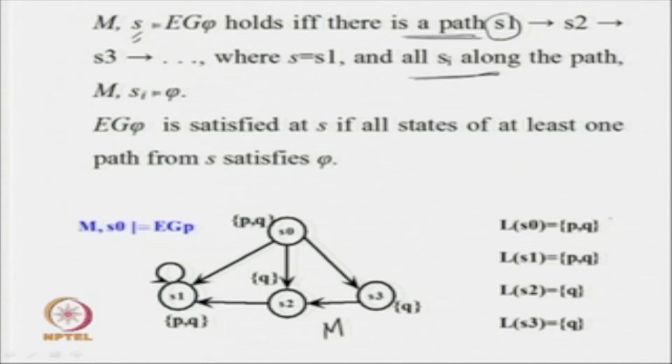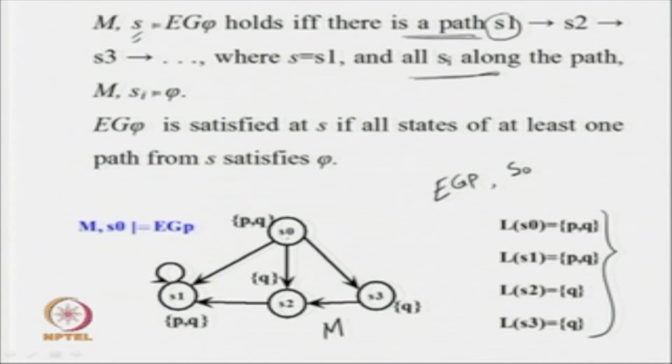We have this particular labeling function, L(S0), L(S1), L(S2) and L(S3) as P Q, P Q, Q, and Q. Now, we are going to look for this particular EG P at state S0. That means there exists a path where P holds globally. Now, again like the previous case, we get three different paths: S0 to S1, S1 to S1 and like that. Again S0 to S2, S2 to S1, then it will remain in S1. Again S0 to S3, S3 to S2 and S2 to S1 and it remains in S1.